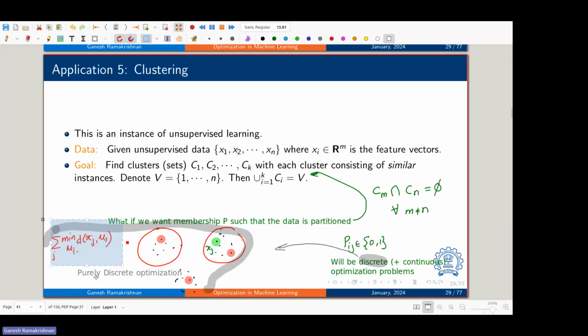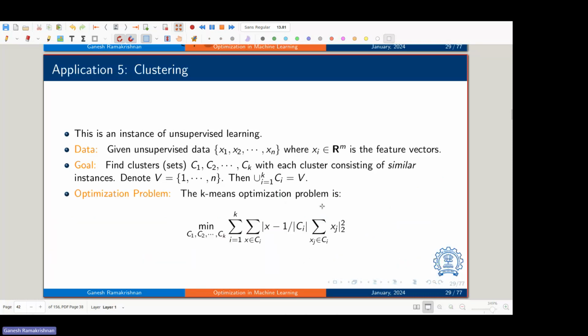The hard K means says that you need a membership so that data is partitioned. That's what we are showing. Pij will be discrete plus continuous, right? So the soft K means, what does it say? This is an example of hard K means where each point x belongs to one of those clusters. And you're trying to find the cluster to which a point should belong, and evolve the notion of a cluster. So this is hard K means.